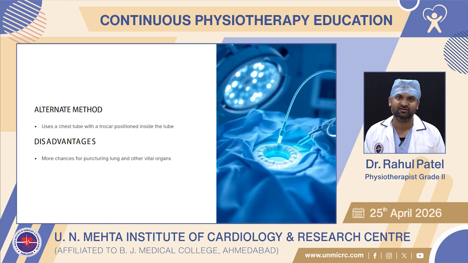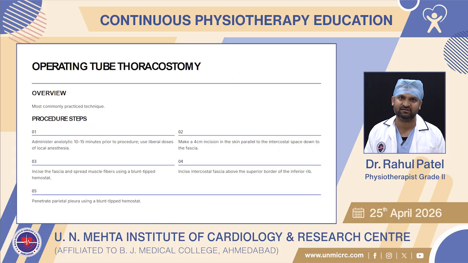Alternate method. Use a chest tube with the trocar positioned inside the tube. Disadvantages: more chances of puncturing the lung and other vital organs.